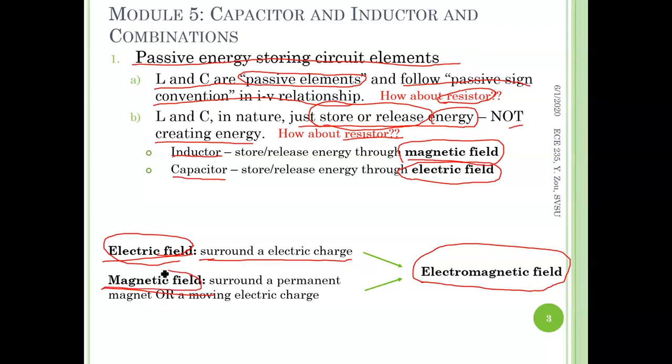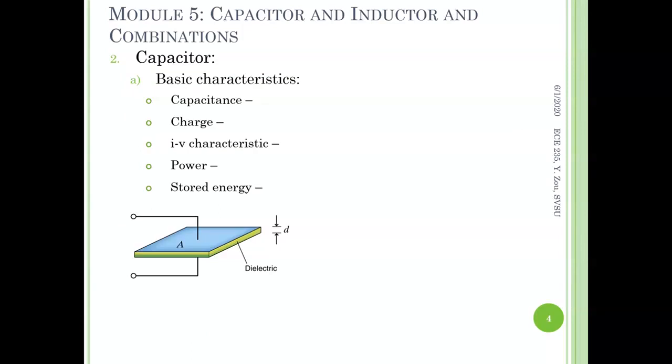On the other hand, the magnetic field surrounds a permanent magnet. It's a special type of material. You don't need to do anything to have a magnetic field surrounding it. Or the magnetic field will surround a moving electric charge. A more practical explanation is that if you apply a current through an inductor, there will be a moving electric charge which induces a magnetic field. So now let's learn more details about capacitor and inductor respectively.